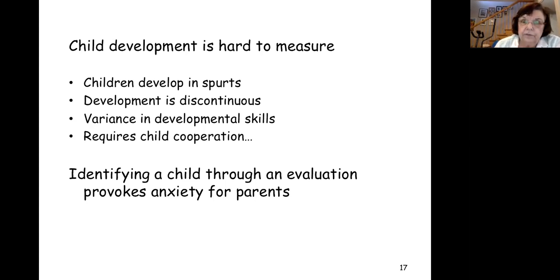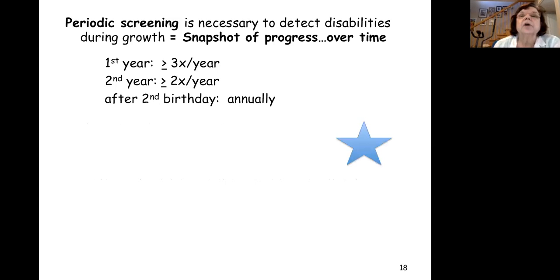There's some variation of developmental skills, because I want you to remember that children do not develop skills just automatically on some time grid, but it's by experiencing the environment that they gain those skills, and the myelination that occurs with many of these important developmental accomplishments. And it requires that the child cooperate with the examiner. So, many times if we do like a test, or it's identified as a test, that can really provoke a lot of anxiety for parents.